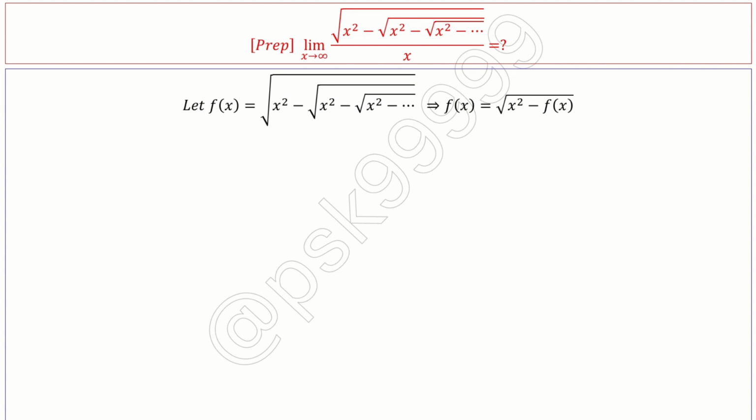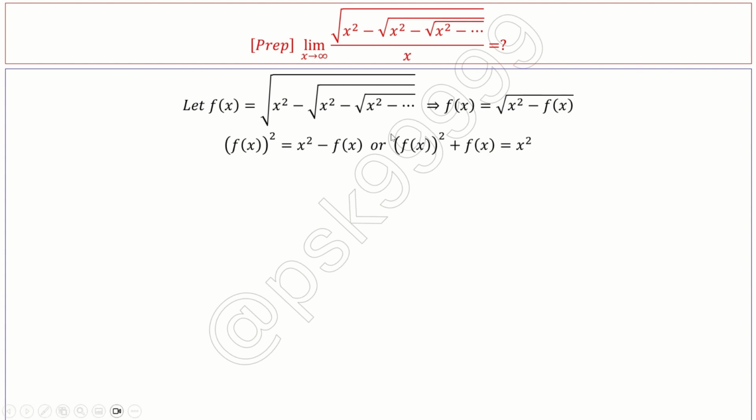f of x is defined as this one, the numerator. Then f of x is equal to square root of x square minus f of x, because the second part is also an infinite series, so this is also equal to f of x, correct? This is the basic thing which we do in number theory for solving such infinite series problems. Now square it on both sides, and what you will get is f of x whole square equal to x square minus f of x, or f of x whole square plus f of x equal to x square.